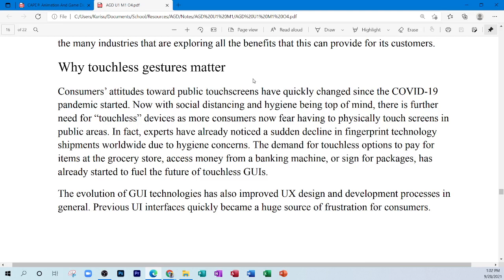Consumers' attitudes toward public touchscreens have quickly changed since the COVID-19 pandemic started. Now with social distancing and hygiene being top of mind, there is further need for touchless devices, as more consumers now fear having to physically touch screens in public areas. In fact, experts have already noticed a sudden decline in fingerprint technology shipments worldwide due to hygiene concerns. The demand for touchless options to pay for items at the grocery store, access money from a banking machine, or sign for packages has already started to fuel the future of touchless GUIs.